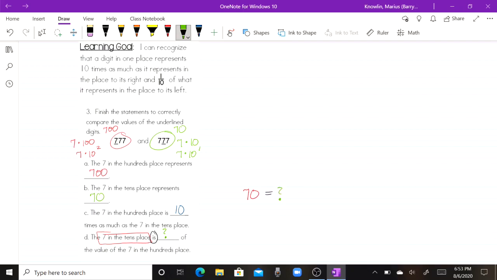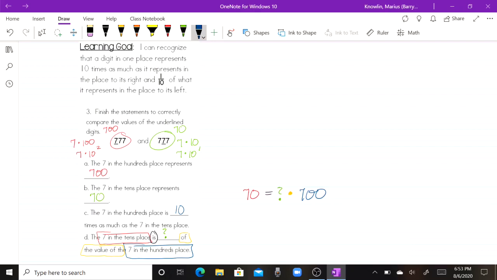And then it says of, right? Let's get another color here. Yellow. This of the value of, okay, of the value just means multiply. And then the last thing, the 7 in the hundreds place, which represents 700. So now we're trying to figure out what times 700 equals 70.